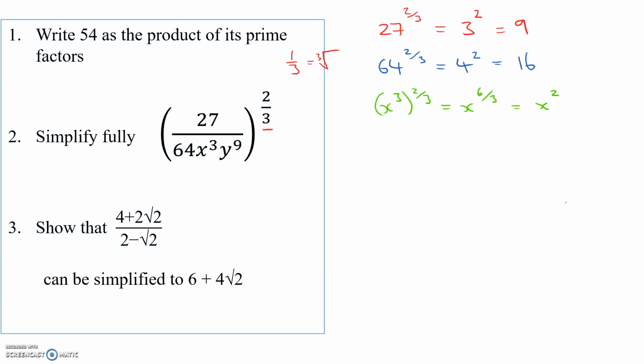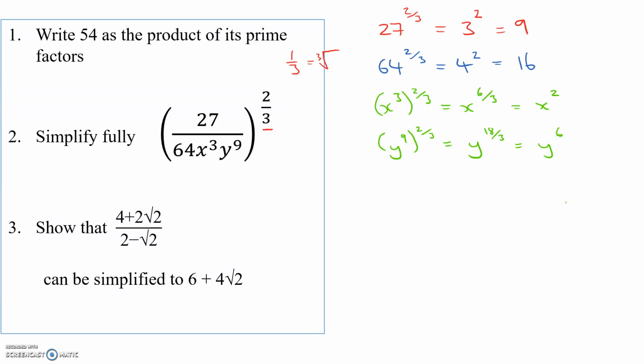Now you could have thought about that in the same way that we did the top one. We could have found the cube root of x cubed, which is x, and then squared that, to get x squared. Let's do the other variable, y to the power of 9 to the power of 2/3, in the same way. We know it's y to the power of 9 times 2/3, or 18 over 3, and I make that y to the 6.